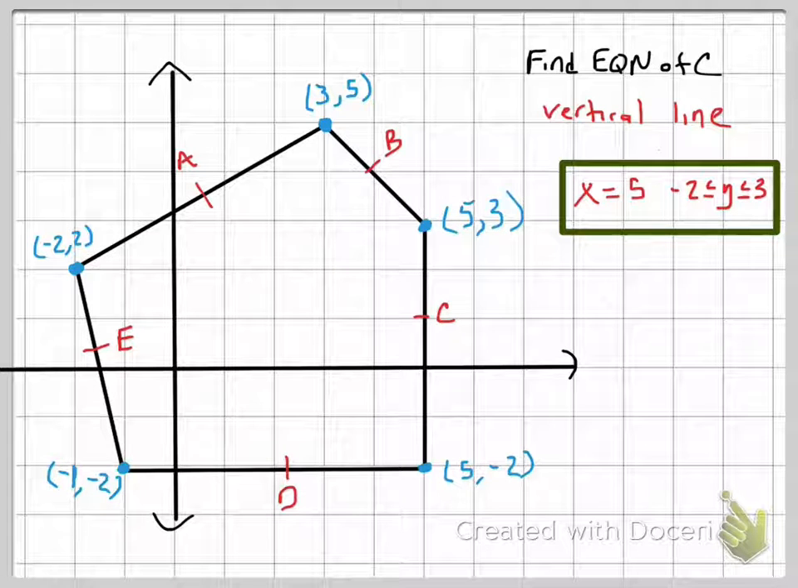Line C is a vertical line, so it's x equals 5, and my two y points are, my lowest is -2, and my highest is 3. So that's why I say y is between those two.